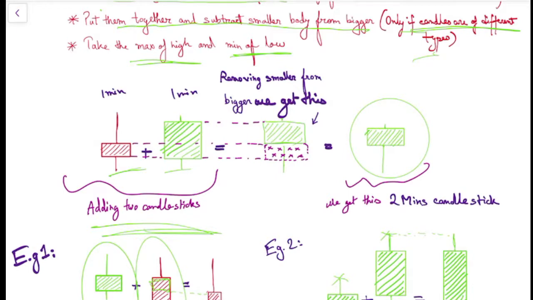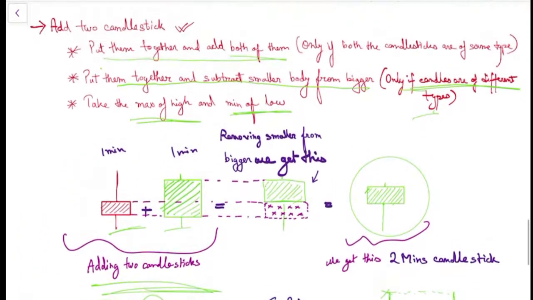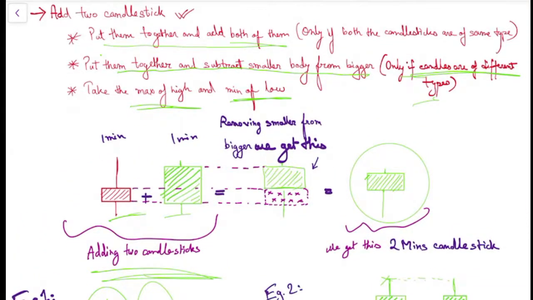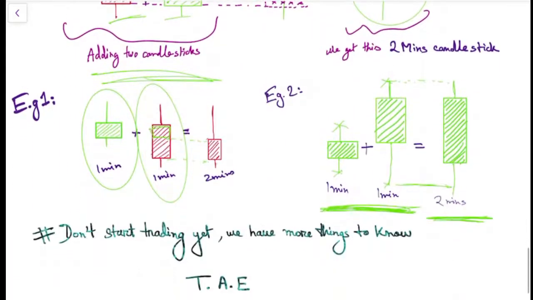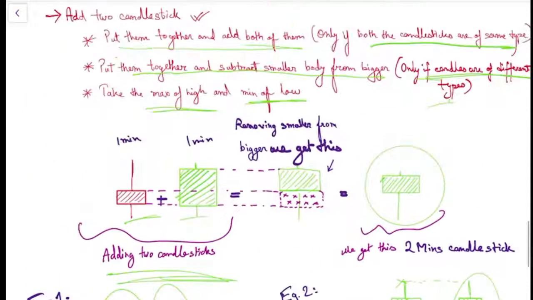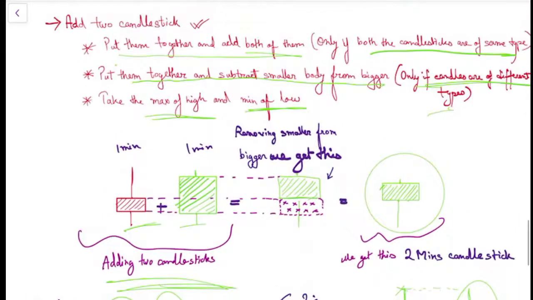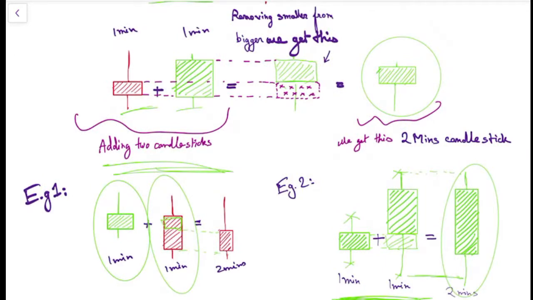Once again, summarizing it: in order to combine the candlesticks, you have to take both of the candlesticks together. In case both are of the same type, you take the summation, or the union, of both the candlesticks, as shown in this diagram. Here both of them are together, so I am adding them up. So this is the combined candlestick. Now if both of them are different, just take the subtraction from the bigger body to the smaller body. That is, take the body and subtract the smaller body, and you will get the combined candlestick.